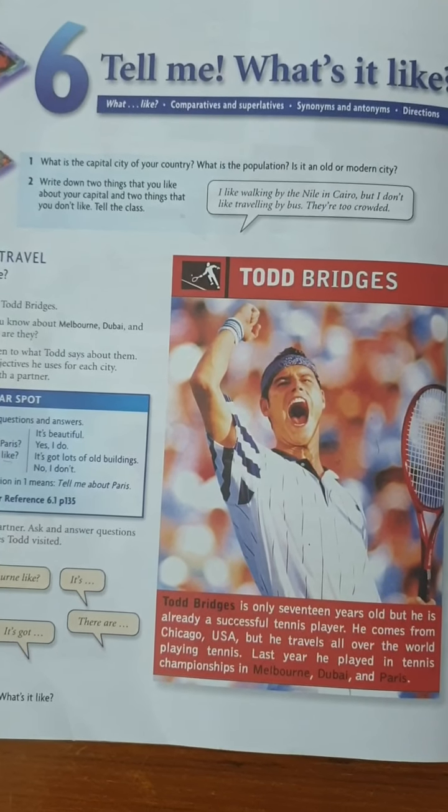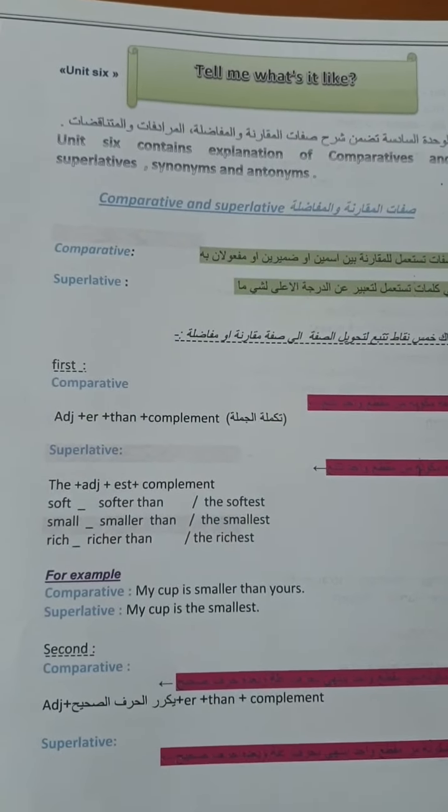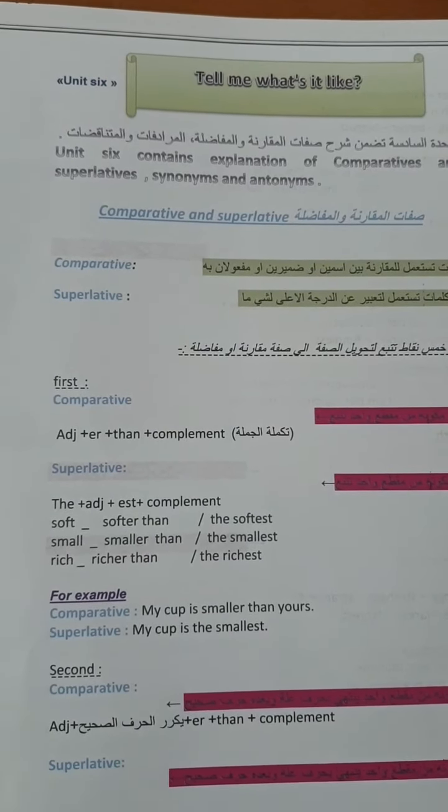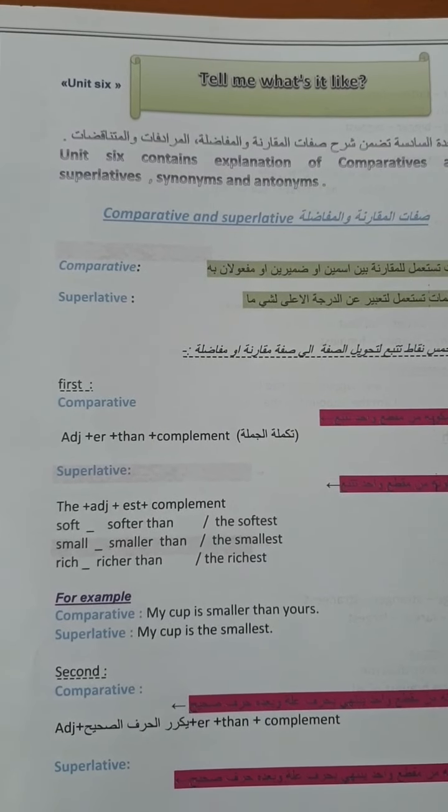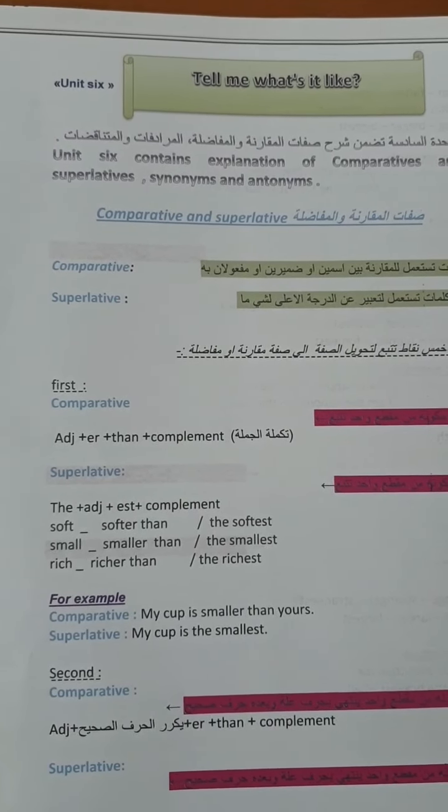Tell me what it's like. In Unit 6 we have comparative and superlative, synonyms and antonyms.